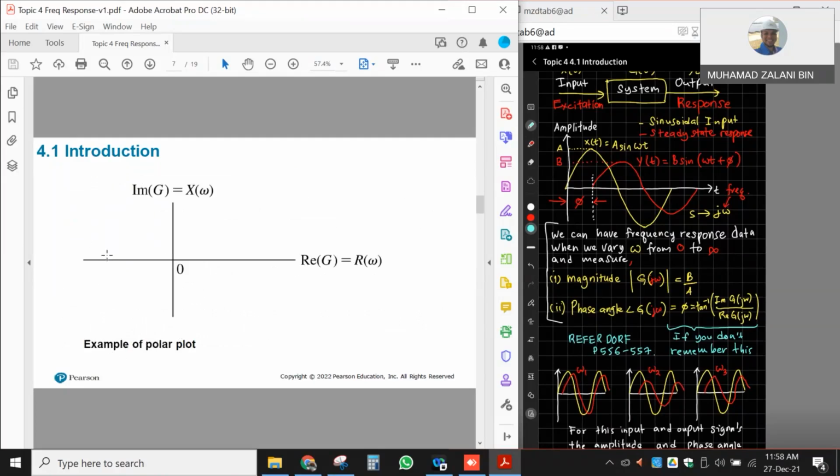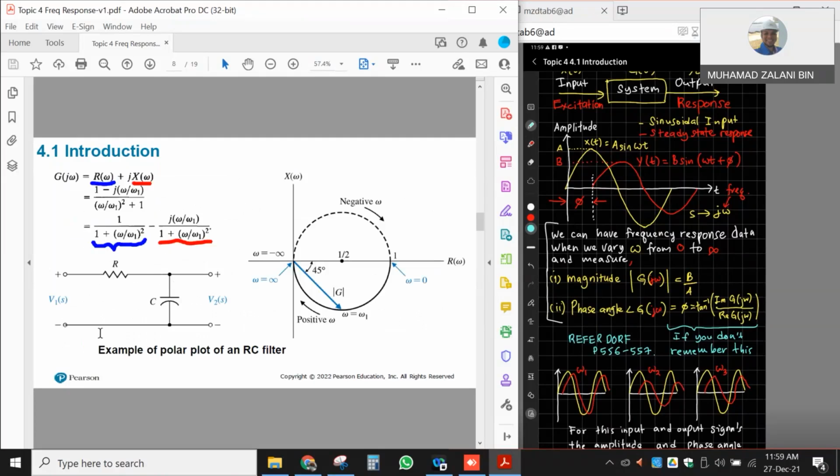So this is an example of the polar plot. We have the real part and imaginary part, then we do the plotting on two axes. Basically, if you go through the examples given in the textbook, you will see this simple example of an RC circuit. We have an RC circuit here with output V2 and input V1. How do we represent this as a function of frequency? As we increase the frequency, what will happen to the output of the system?